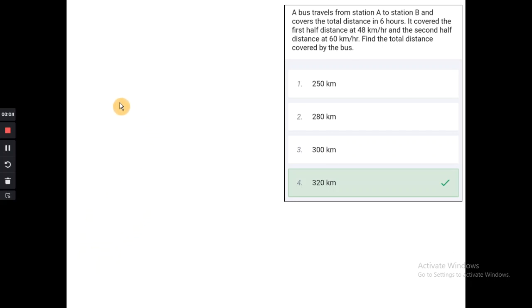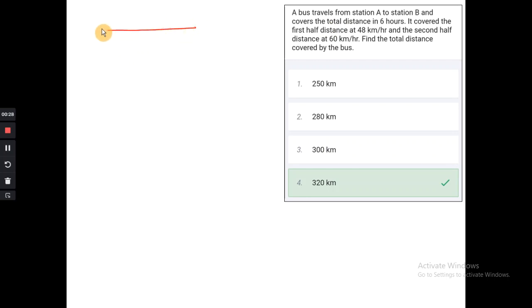Now moving to the next question. A bus travels from station A to station B and covers the total distance in 6 hours. It covered the first half distance at 48 km per hour and the second half distance at 60 km per hour. Find the total distance covered by the bus.